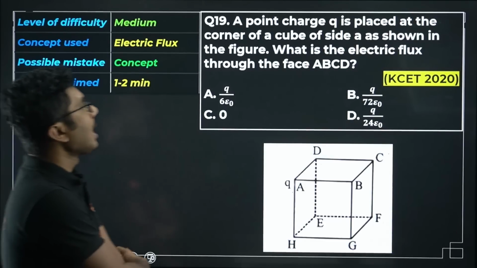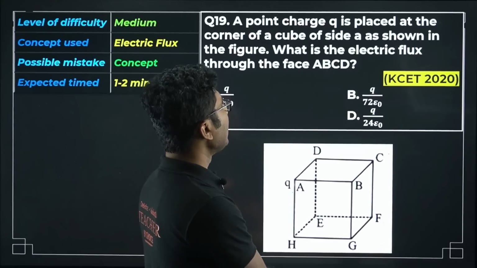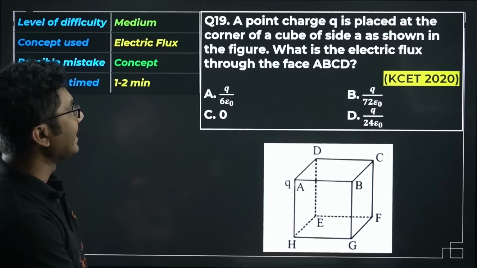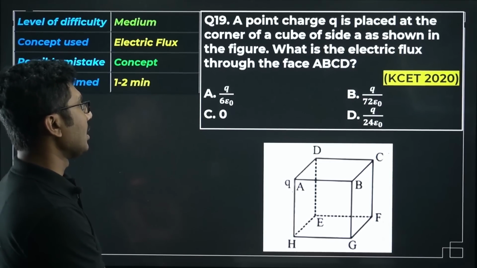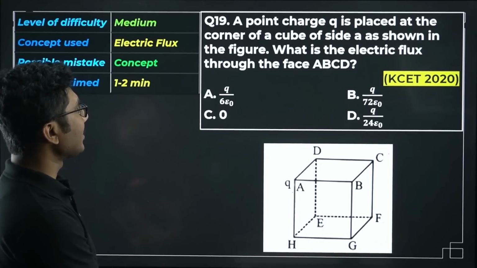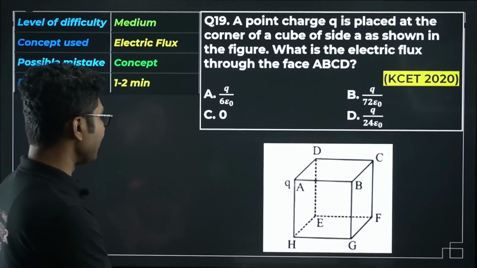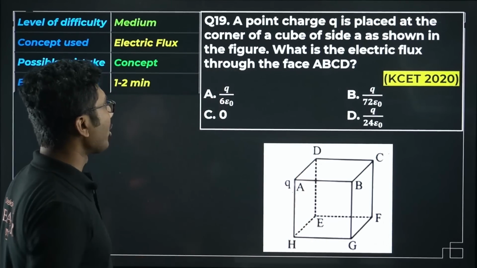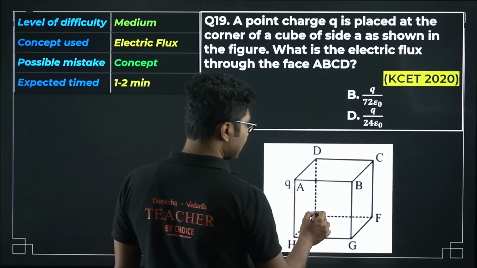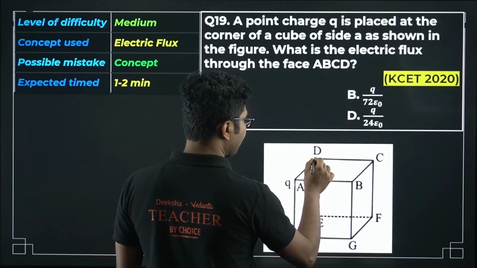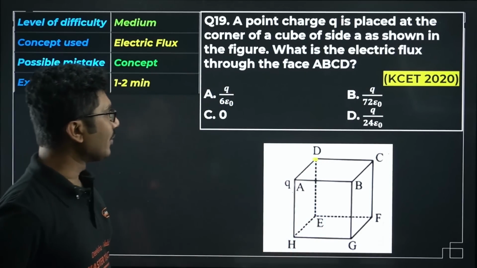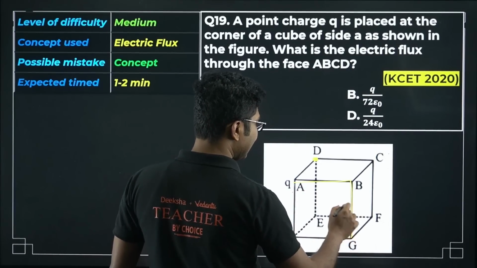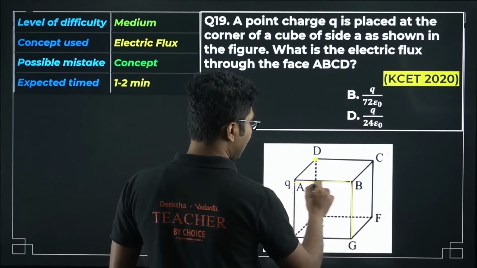Next question: a point charge Q is placed at the corner of a cube of side A, as shown in the figure. What is the electric flux through the face ABCD? So you have placed a charge at the corner of a cube. Suppose you have placed the charge at some point D. Now you want to find what is the flux through this ABCD surface.